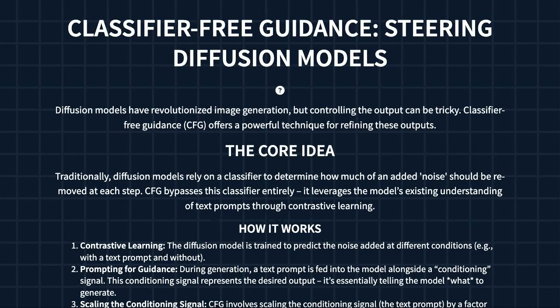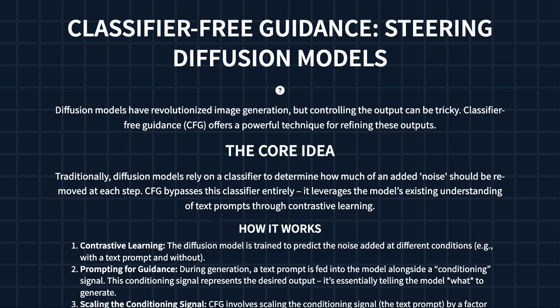Okay, let's talk about classifier-free guidance, or CFG. It's a clever way to fine-tune diffusion models like Stable Diffusion. Think of it this way: traditionally, these models had a separate classifier that told them how much noise to take away at each step based on the prompt you give it. But CFG does away with that extra piece and uses the model's existing knowledge from its training data. It's trained to predict the noise added to an image with a text prompt, and then without.